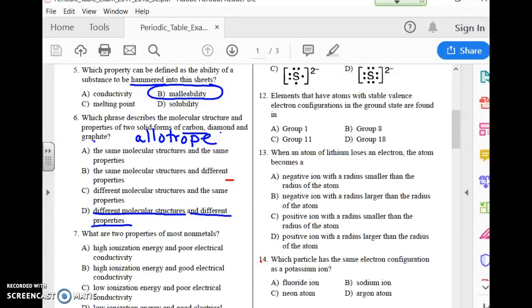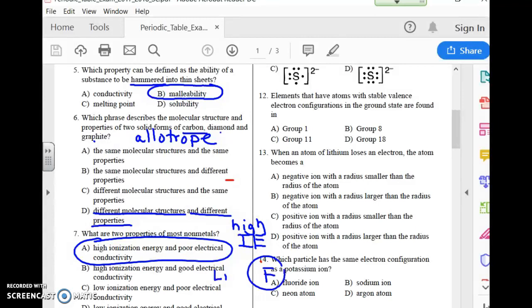Number 7, what are two properties of most nonmetals? Well, it's a fact. We have high ionization energy and poor electrical conductivity. If you forget that nonmetals have a high ionization energy, please go to Table S. Look up a metal like lithium. Look up a nonmetal like fluorine. You're going to see this has a very, very high ionization energy, and this is much, much lower.